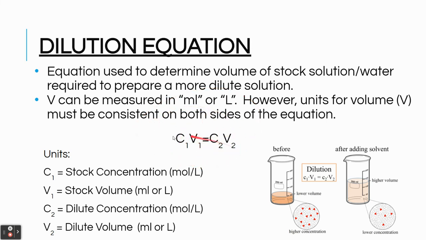C1V1 is equal to C2V2, where your concentrations are in moles per liter for C1 and C2. The C1 is your original concentration of your concentrated stock solution. The C2 is your new concentration of your dilute solution after you've added the water. The V1 is essentially how much of the stock solution do you need, and the V2 is how much of your solution do you want to end up with. So how much will you have in the end? The volume should be in liters. If they are in milliliters, they both need to be milliliters. But typically it's nice to have everything in liters because it's in moles per liter for our concentration.